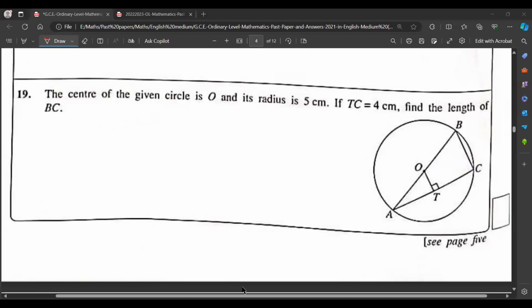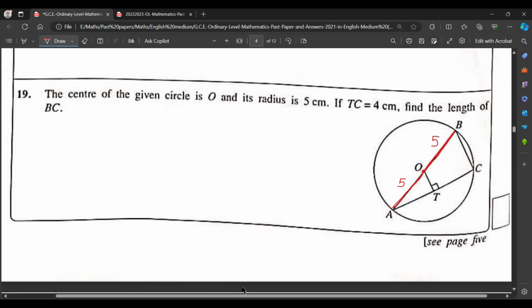The center of the given circle is O. Here the center is O, and the radius is 5. Radius means center to anywhere, so center to anywhere should be 5. So this one should be 5. Here, center to circumference, this one also should be 5. Clear? Radius is 5.